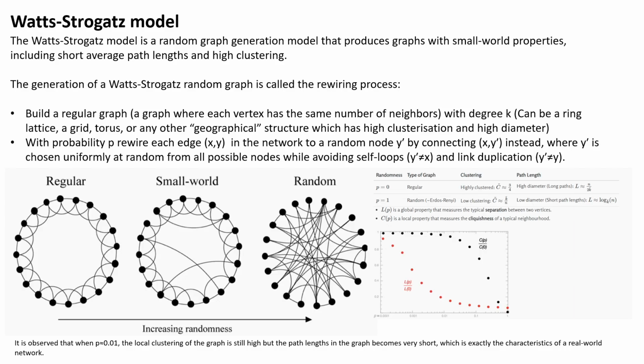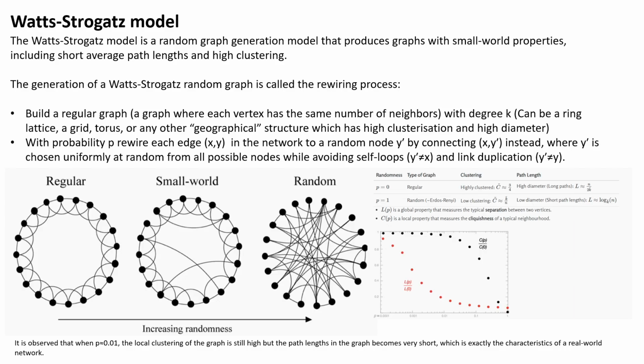You have to keep two things in mind. One is you have to avoid self loops: you cannot pick the same node. The other is link duplication: if there is already a link between x and y prime, you cannot create a double link. So you need to avoid these things while doing the rewiring.